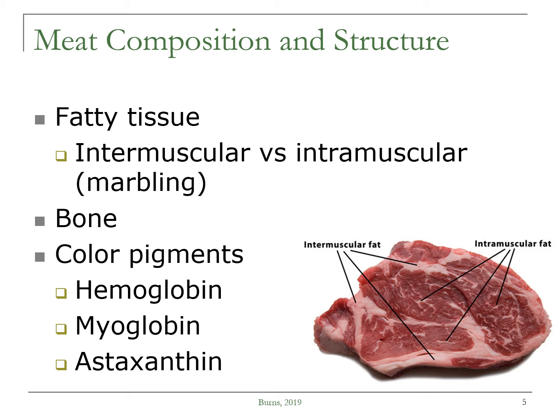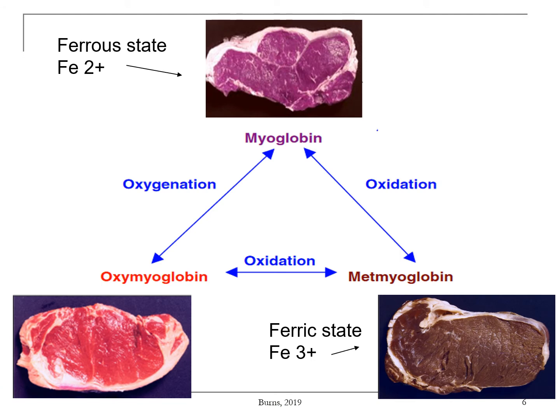A third color pigment there, astaxanthin, is the pinkish carotenoid pigment in salmon. There are numerous interactions and changes due to the color pigmentation based on exposure to oxygen, air, heat, light, different sources of light. So we're going to start here.